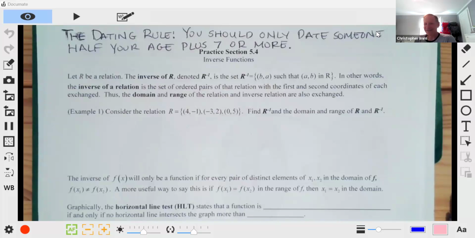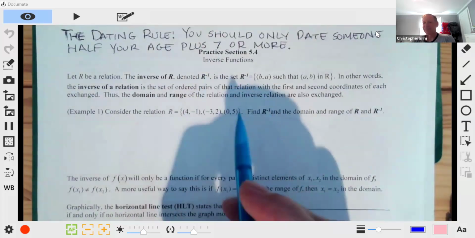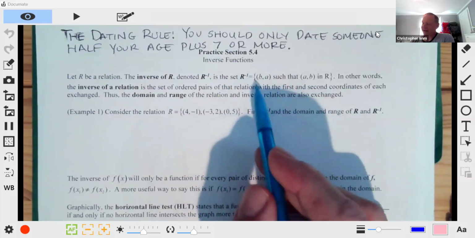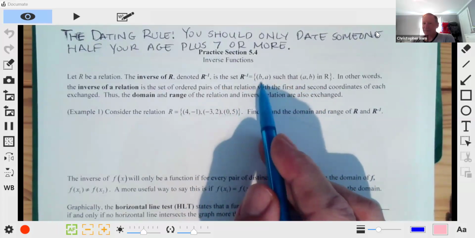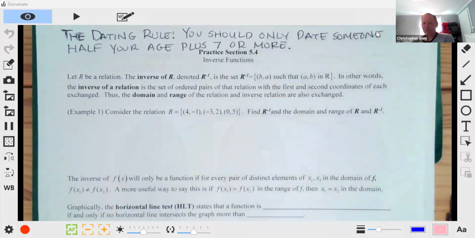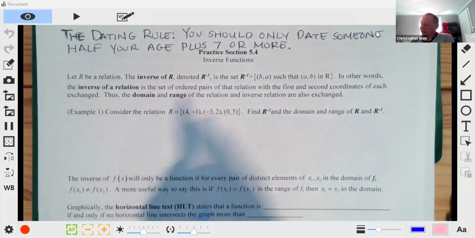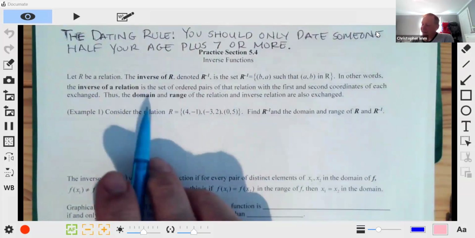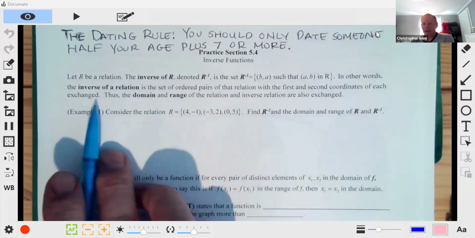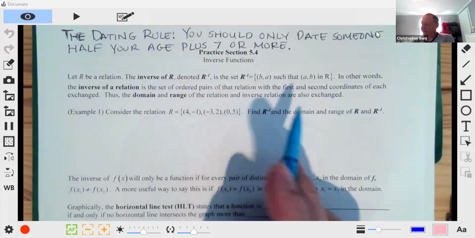So let's talk about inverses first, and we'll get back to that question. If we let R be a relation, then the inverse of R is denoted as R inverse, so R to the -1. That's the set of all ordered pairs (b, a) such that you have an ordered pair (a, b) in R. In other words, with an inverse relationship we're going to switch the order of x and y. So the first and second coordinate of each are exchanged, and thus the domain and range of the relations in an inverse relation are also exchanged.